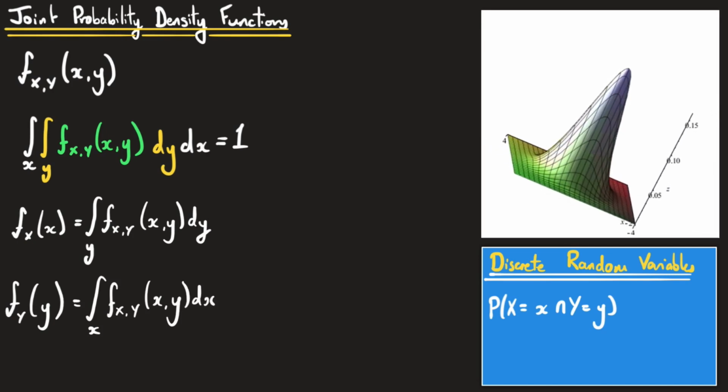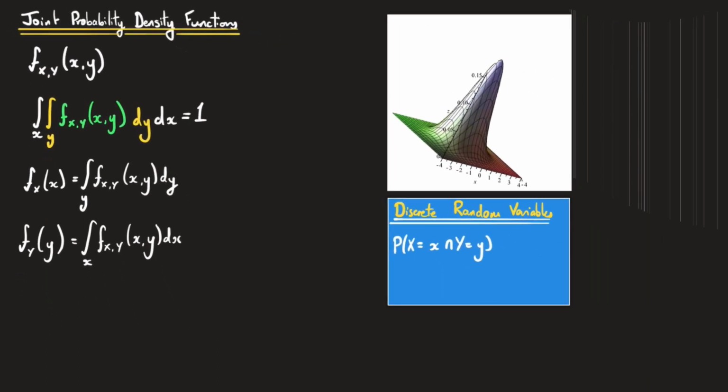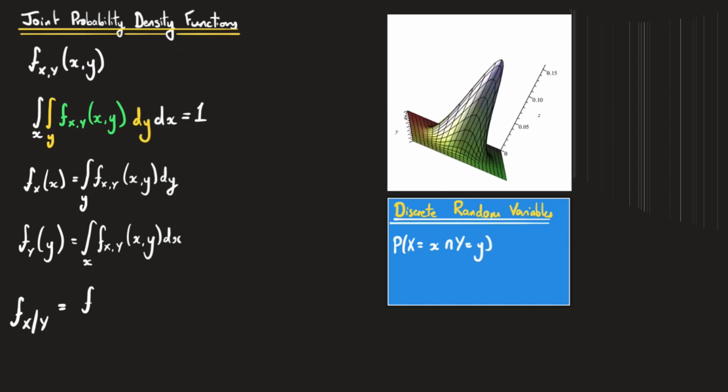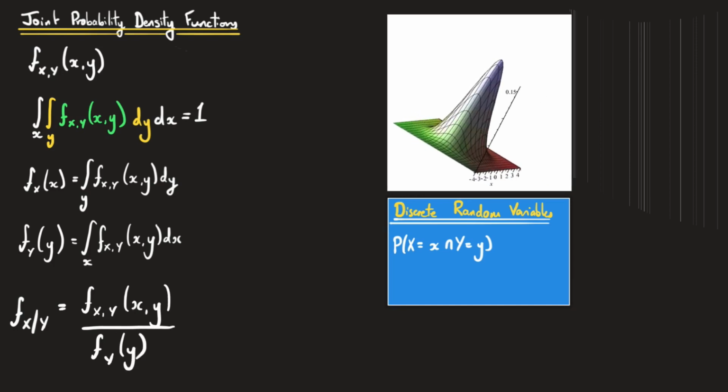We might also be interested in calculating the conditional probability density function, and it is calculated in exactly the same way as we did before. So the probability density function of x conditional on y is equal to the joint probability density function divided by the marginal probability density function of y. Now we're going to see an example where we work through some of the maths related to this.